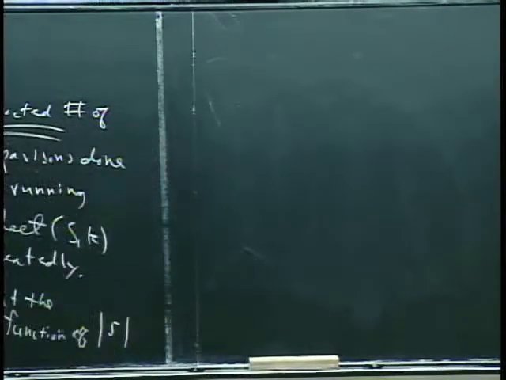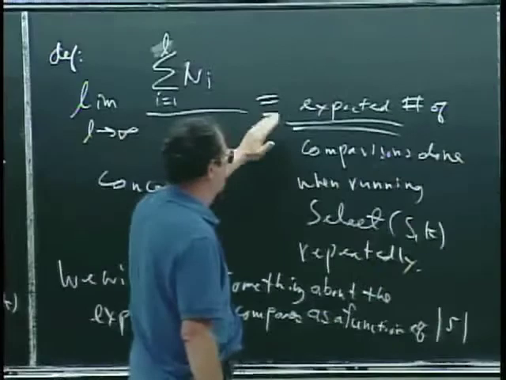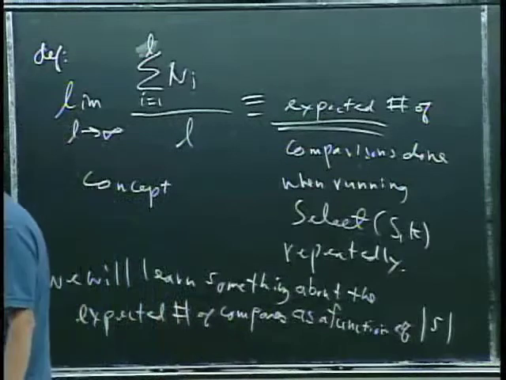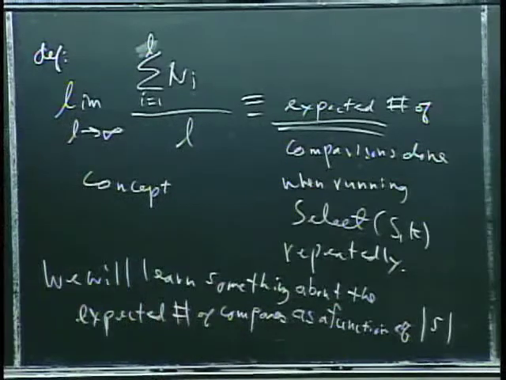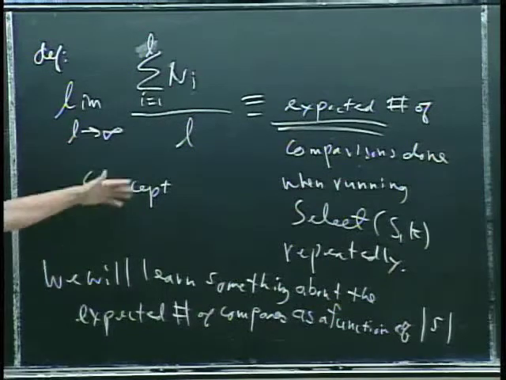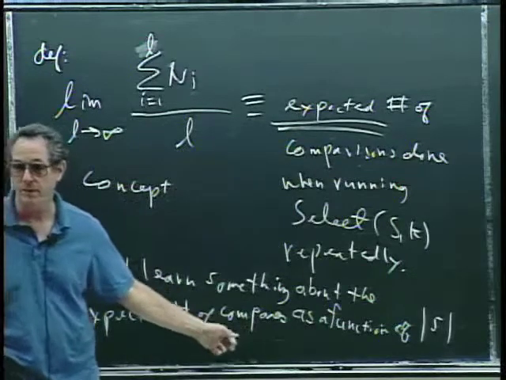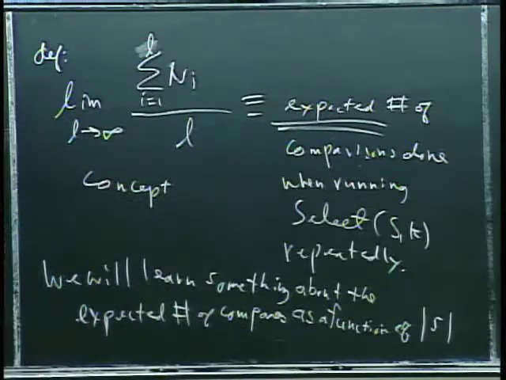Okay, so now, getting back to the question of what we want to know about this random select algorithm, we want to know the expected number of comparisons that are done as a function of n. Okay, that's what we're going to derive. And worst case was n squared.